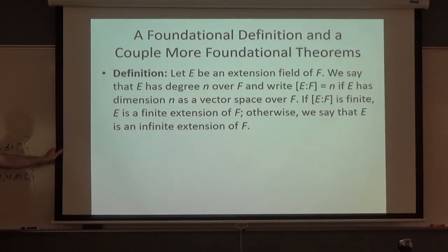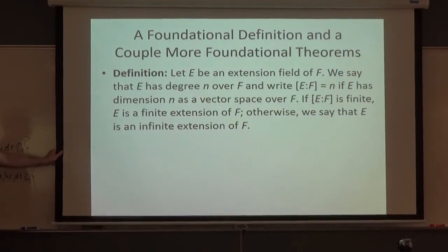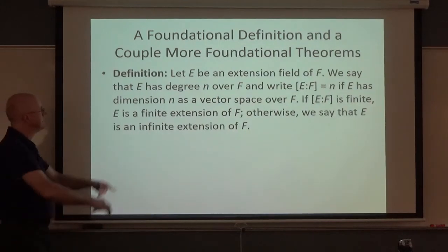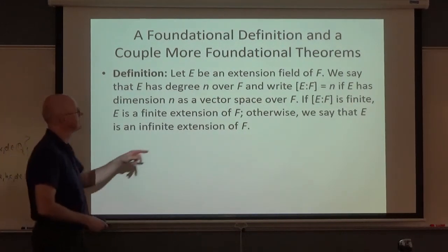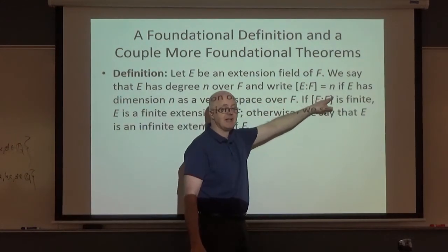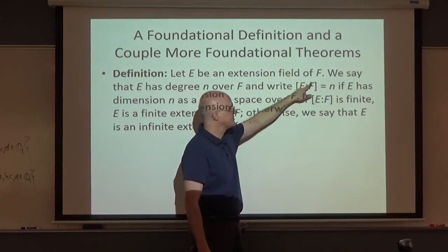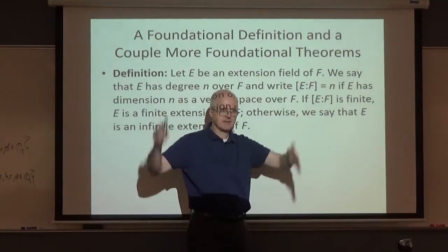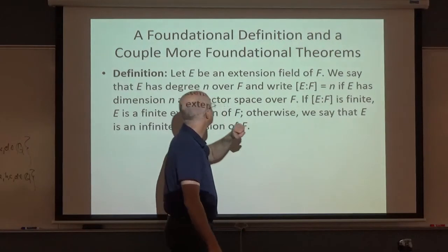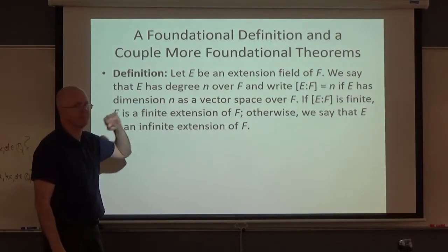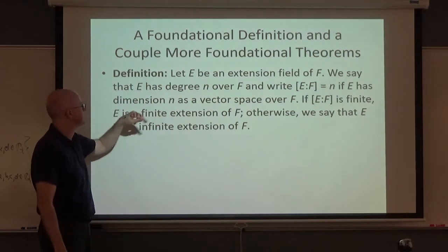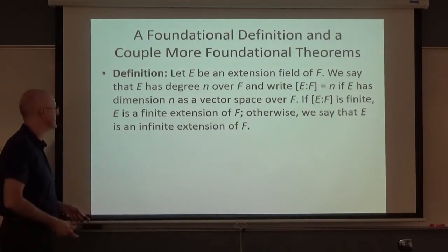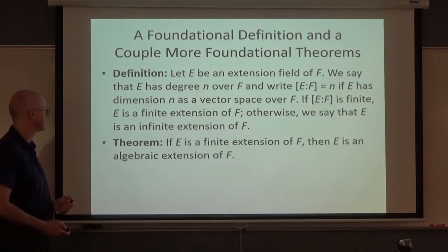Okay, let's end class on this slide here. Just sit and listen. E is an extension field of F. We say E has degree n over F and write this notation, which looks kind of similar to index notation with groups, except we put a little extra, it's not just lines there, it's square brackets, if E has dimension n as a vector space over F. If this thing is finite, we call it a finite extension, otherwise we say it's an infinite extension.